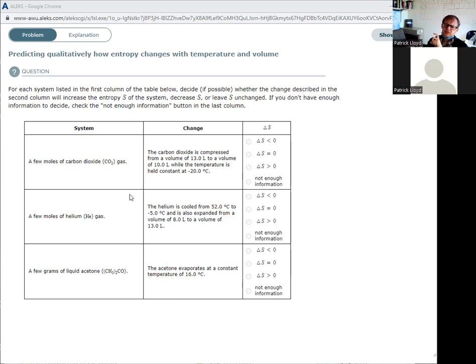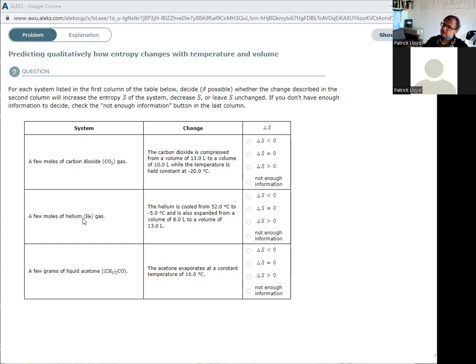So what they're saying there is the temperature is not changing, so that's not going to affect the entropy. The only thing that would affect the entropy change here is the volume change. If the volume gets smaller, that would be less entropy. Less entropy would be a delta S which is negative, right? Something gets smaller, the change is negative. So that would be delta S is less than 0. Okay. Let's take a look at the second case.